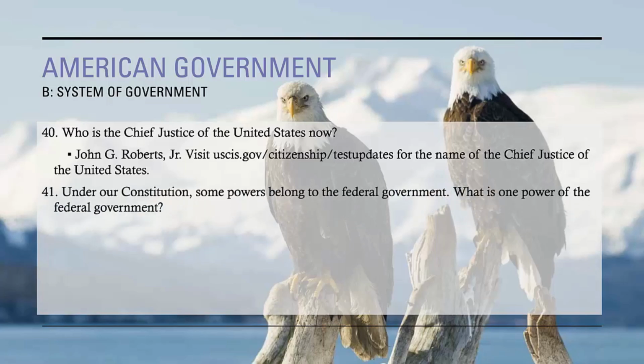Question number 41. Under our Constitution, some power belongs to the federal government. What is one power of the federal government? Let's go ahead and list the powers of the federal government. It is to print money, to declare war, to create an army, and to make treaties.